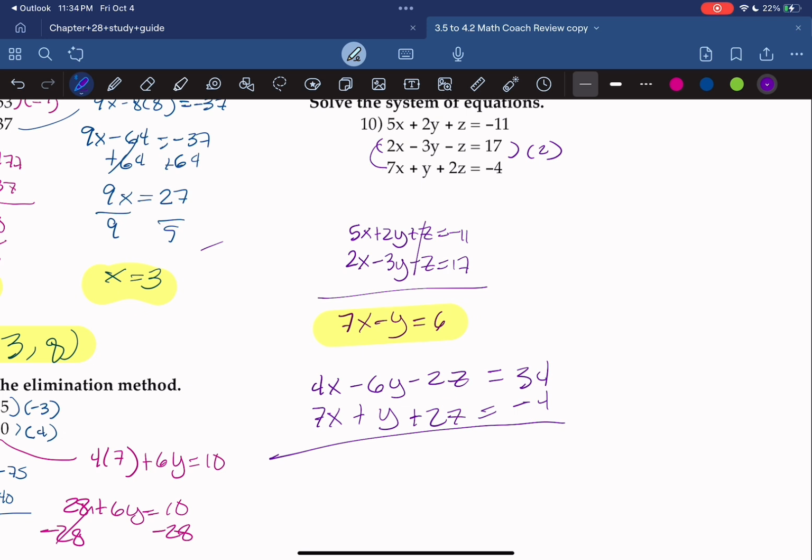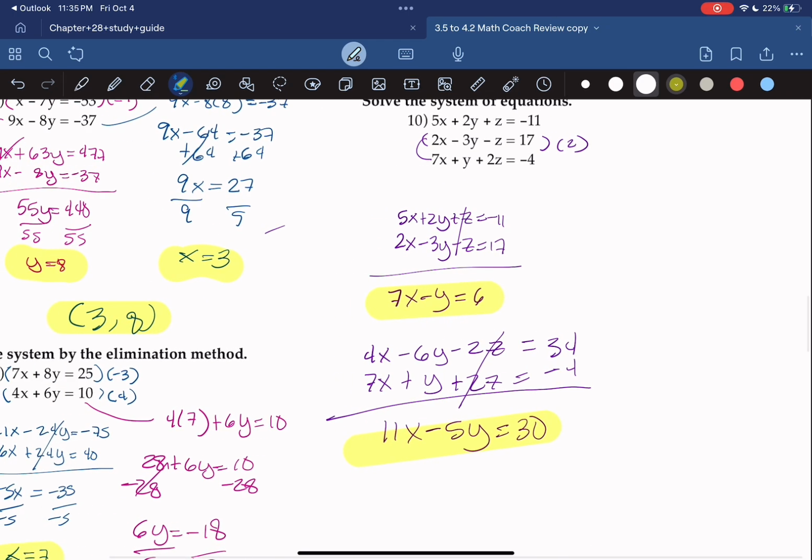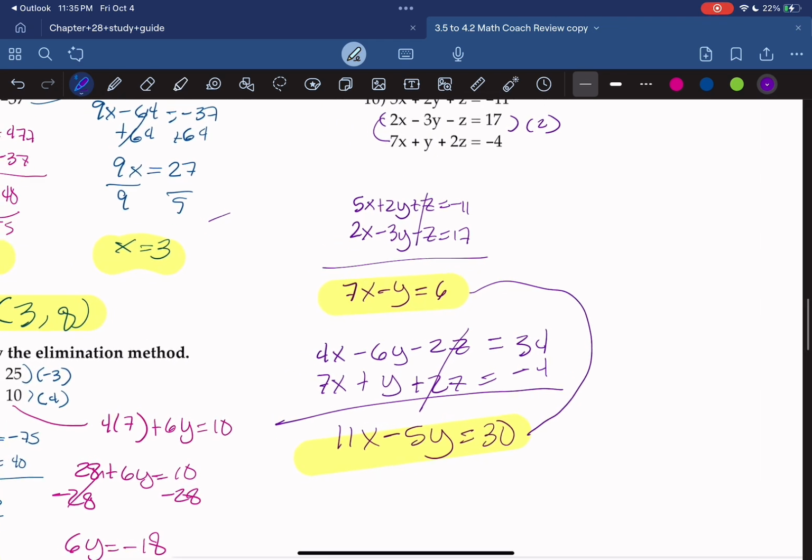4 plus 7 is going to give me 11x. Negative 6 plus 1 is going to be negative 5y. These cancel, and 34 minus 4 is 30. This is our second equation. We have an x and a y. So now let's go ahead and do something with these 2 equations. Let's cancel them out so that we can find a variable.